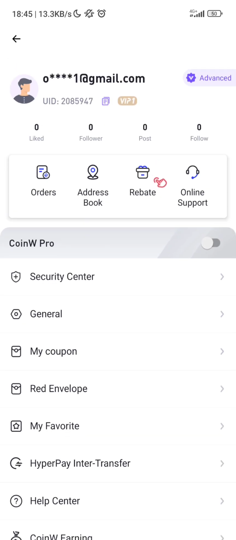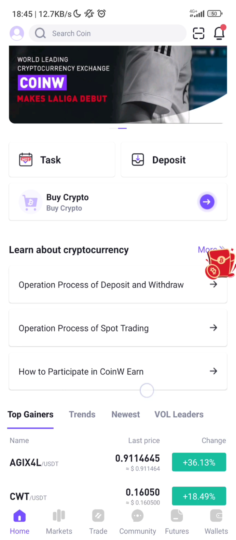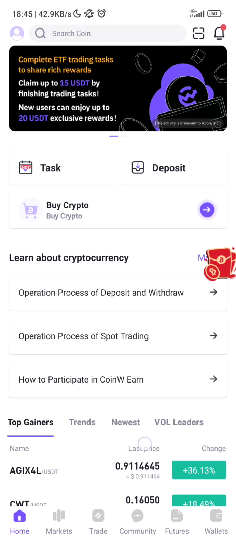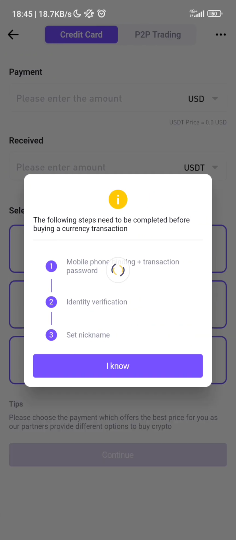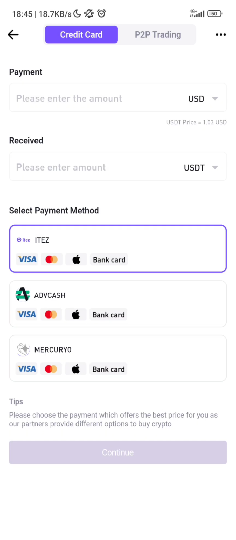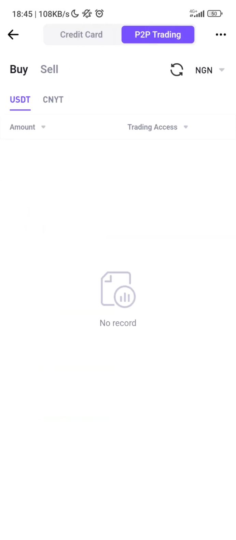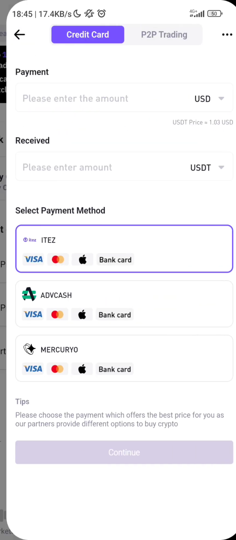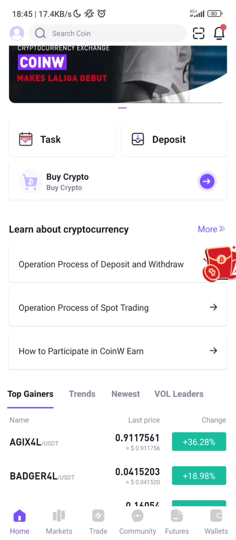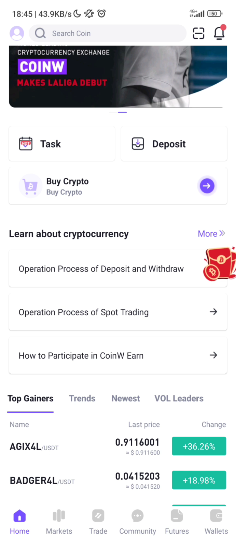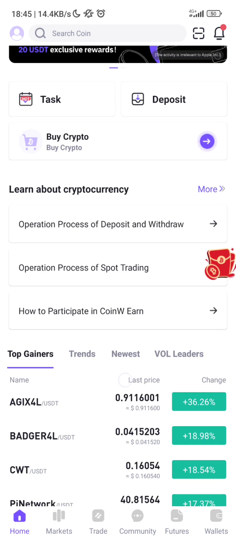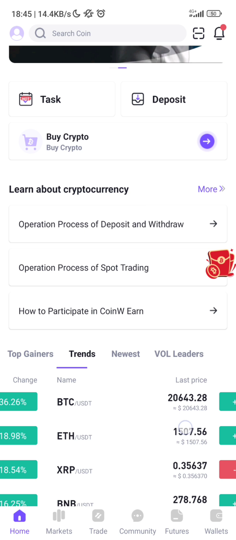Once you are done with the verification, this is the home page of the application, where you can click on buy crypto. You can buy crypto with your credit card, or you can use P2P trading. I guess they don't have orders currently, so you want to get someone to send to you. That is, if you're a newbie, but if you already know your way around the cryptocurrency exchange, you know other exchanges where you can get cryptocurrency and send it to this platform. We'll be touching on that very soon.